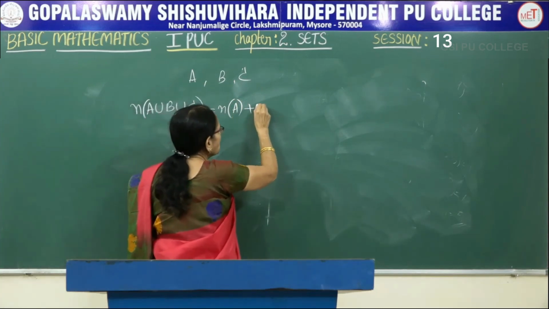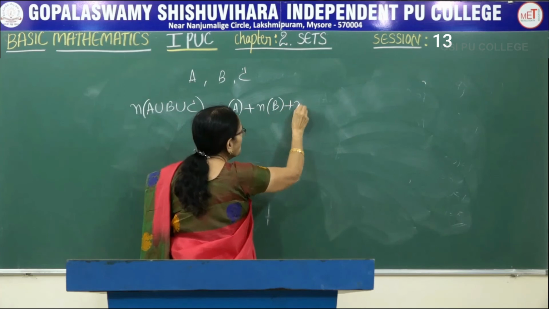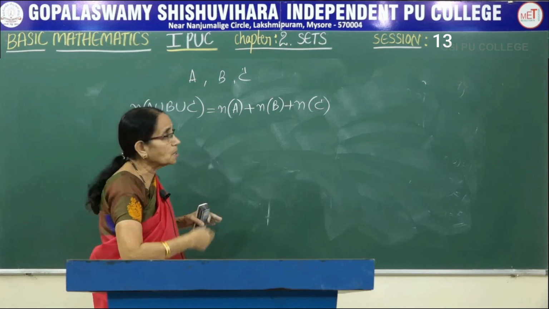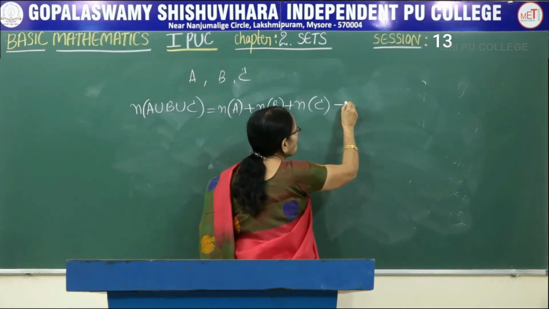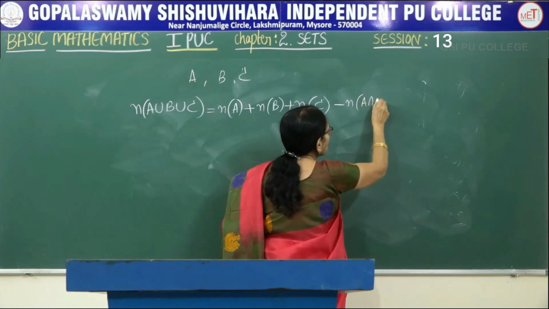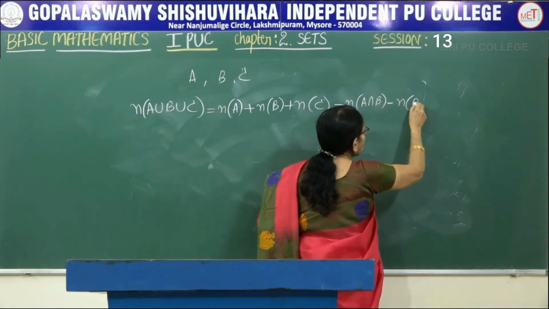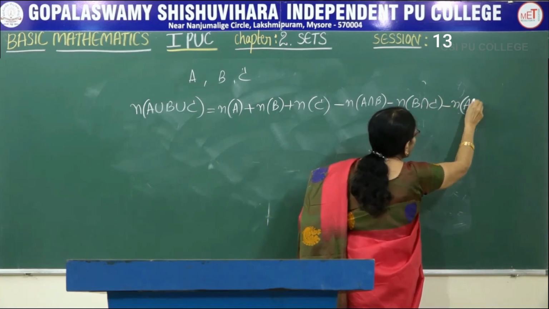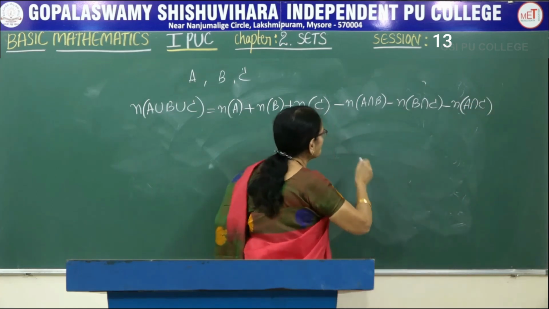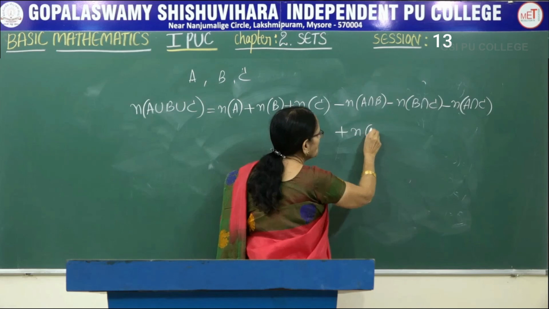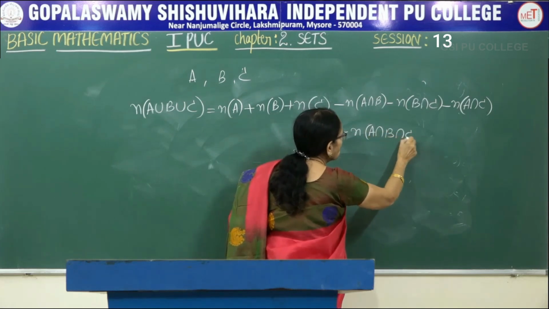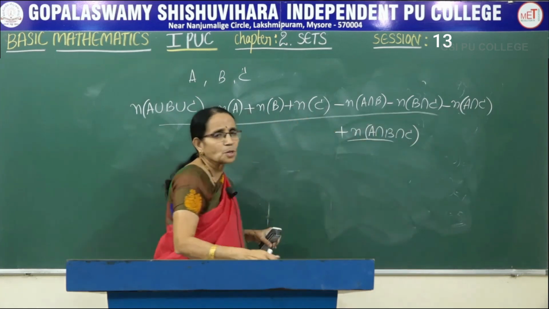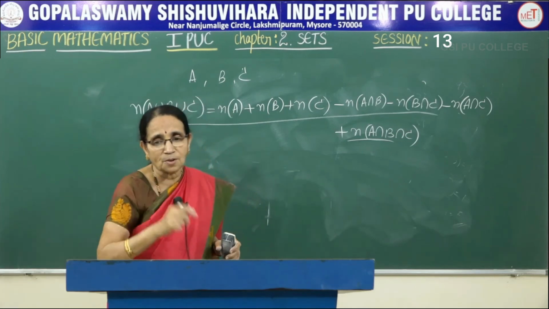Remember it properly. n of A plus n of B plus n of C. First we add the elements of each set individually. From that we subtract n of A intersection B, minus n of B intersection C, minus n of A intersection C. I am taking 2 at a time. Then add the common element, that is n of A intersection B intersection C. So this is the formula. Quite a lengthy formula. This will be used only in certain problems where 3 sets are involved.